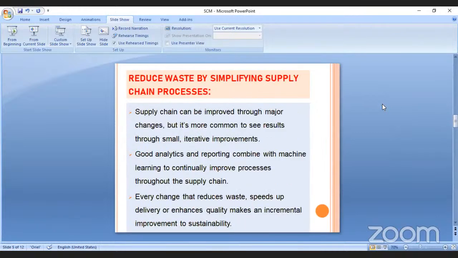Reduce waste by simplifying supply chain processing. Supply chain can be improved through major changes, but it is more common to see results through small iterative improvements. Good analytics and reporting combined with machine learning continually improve processes throughout the supply chain. Every change that reduces waste, speeds up delivery or enhances quality makes an incremental improvement to sustainability.